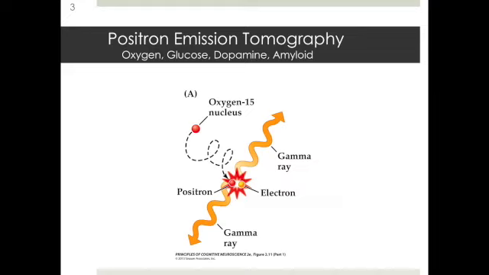Now, instead, we're injecting an oxygen 15, which is a radioactive isotope of oxygen, and that when it becomes active, because it's consumed by the neural activity itself, it causes a collision between a positron and an electron, which then emits a pair of gamma rays that are emitted in opposite direction. So that is the emission part of the positron emission tomography.